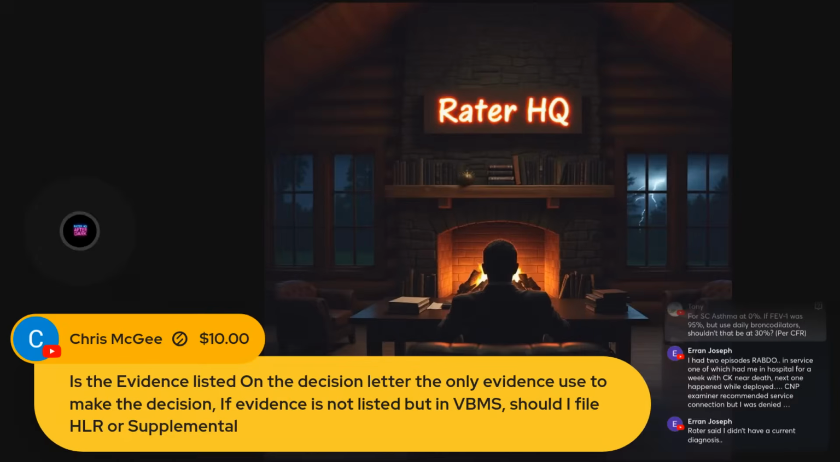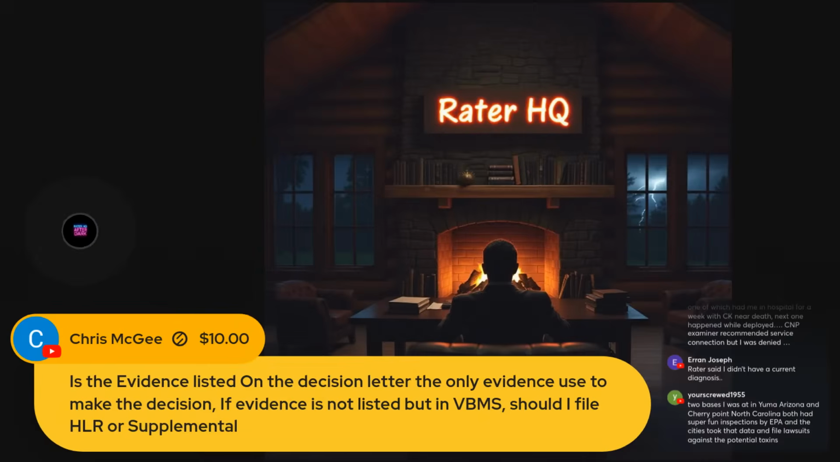Actually, here's the better thing to do, Chris. Go to a VSO, have them pull up the exam request for your C&P exam, and see what evidence the examiner was given. If the examiner was not given evidence that you submitted, then that is grounds for a higher level review for a duty to assist error. Does that make sense? I hope it does. Let's keep it going.